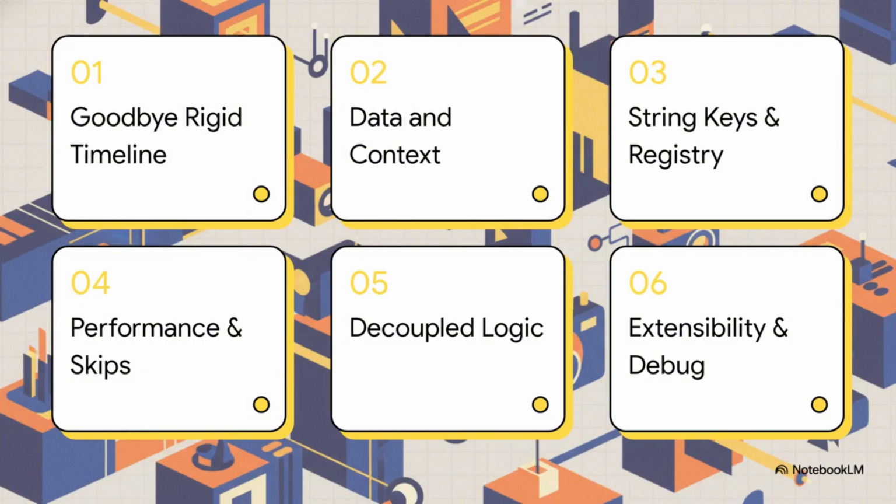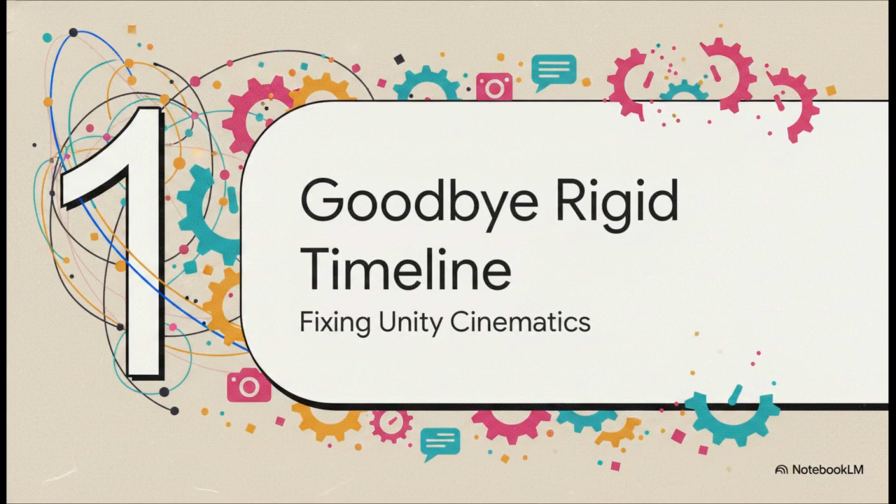Okay, let's dive right into this. Here is our technical roadmap for today. First, we'll say goodbye to rigid timelines. Then, we'll look at the data and context architecture, followed by string keys and the global registry. After that, we'll tackle performance and safe skips, decoupled logic using the event bus, and finally, extensibility and debugging. Let's get to it. Section 1.